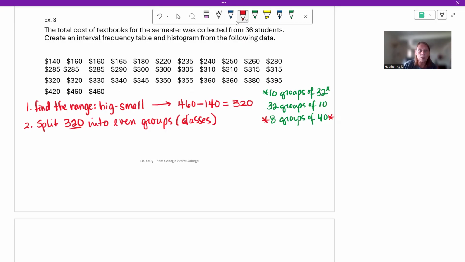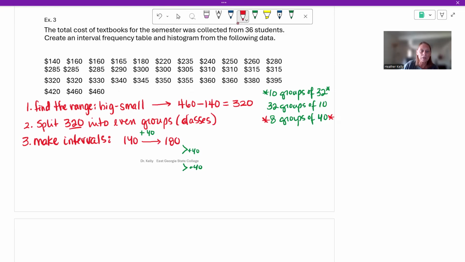So now what do we want to do? We want to make the intervals. Okay. And how do we make the intervals? We start off with the lowest, and then we're going to add, how much did I say? 40 to it. So 140 to 180. And then moving down from there, we're just going to add 40s until we get to 460. I think I'm going to write across this, but that's okay.